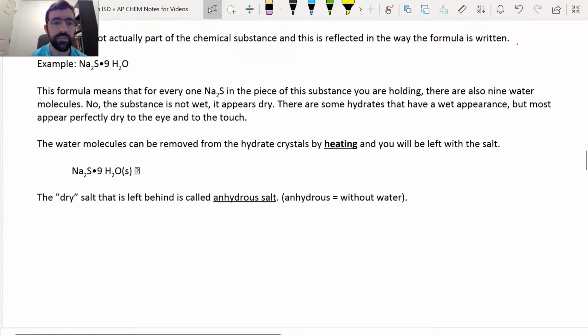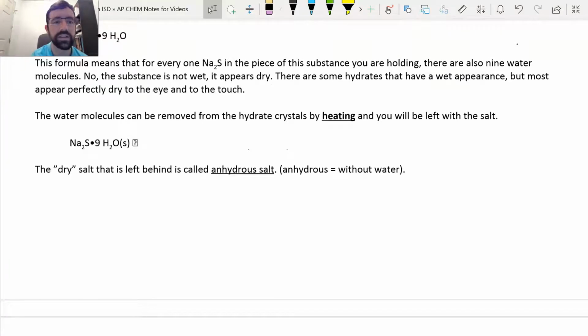So this formula means that for every Na2S in the piece of the substance you're holding, there's also 9 water molecules. It's not wet. It actually seems to be dry. Some of them are different colors, but it just looks almost like a normal salt. Okay, there are some hydrates that have a wet appearance. Most of the time, they look to be dry and they feel dry because the water molecules are just absorbed. Okay, the water molecules can be removed from the hydrate crystals by heating, and you'll be left with the salt.